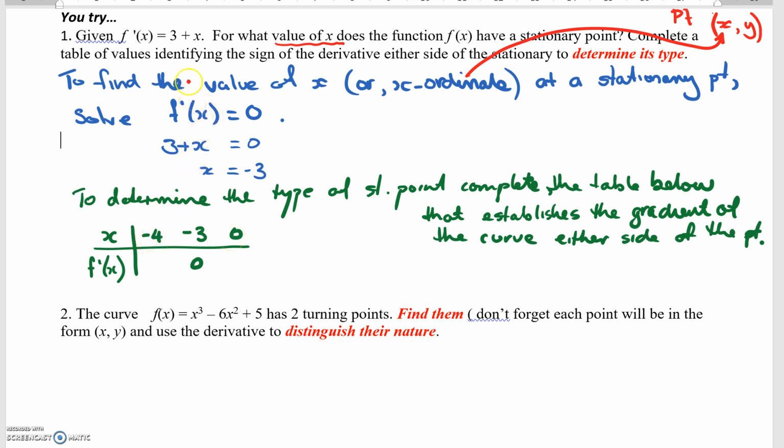So when I put -4 into the gradient, where's our function for the gradient? 3 plus -4 is a negative. We know that if you put -3 in, you get a 0. What happens when you put 0 in? You get a positive. So what would a point look like if approaching it, you had negative gradient, at the point you had 0 gradient, and after it you've got a positive gradient? I think we can all see that would be a minimum. Therefore, the point is a minimum. I'll just pause the video and write up the solution to number 2.